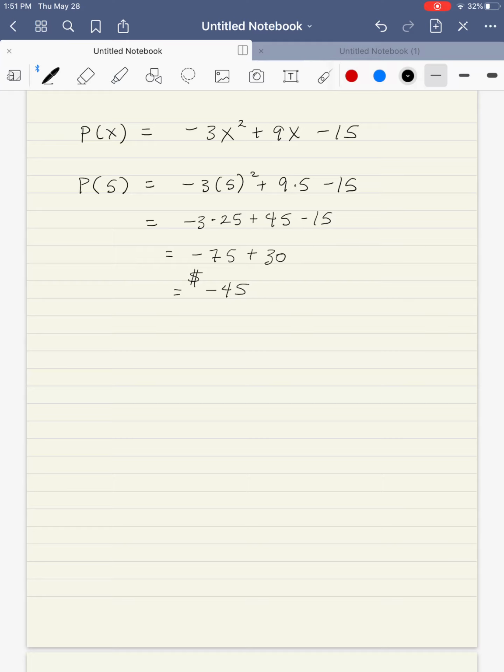In our next lesson, we're going to be looking at a different operation, which you might not be quite as familiar with, called composition of functions.